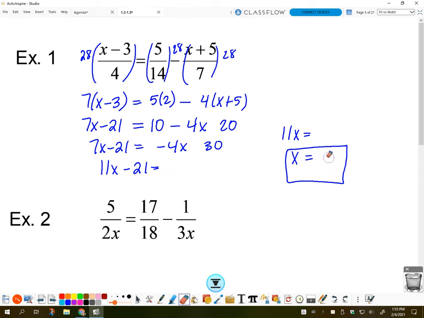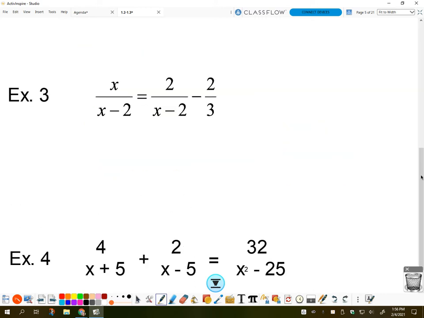Alright, so let's go back and fix that. Negative times a positive is a negative. So 10 minus 20, this should be negative 10. So this should be negative 10. So when I add 21, I get 11, so the answer is 1. Okay, number 2. Apparently not number 2.